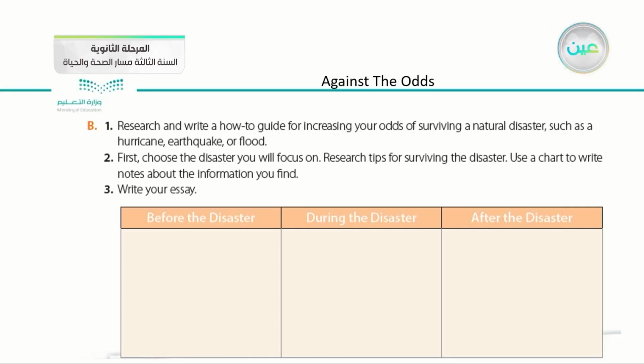You have here in this page a chart that is divided into 3 parts: before the disaster, during the disaster, after the disaster. These 3 stages could help you organize your mind so you can write down the steps in each one of these stages so you can organize them later in your essay.